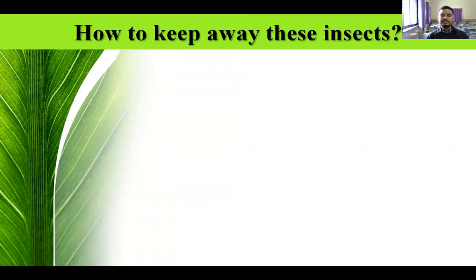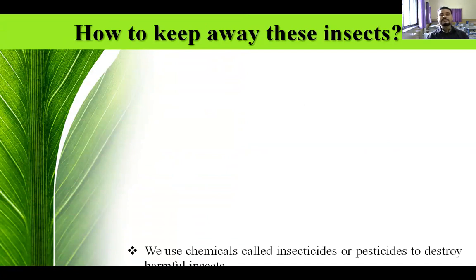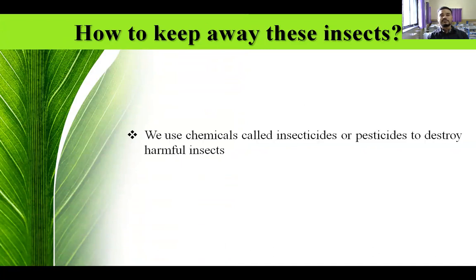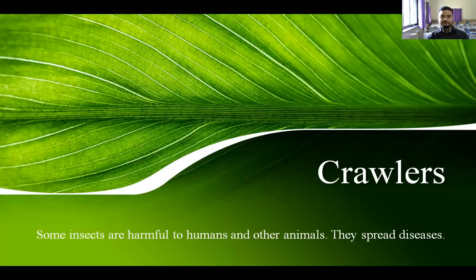Now, how to keep these insects away from us or from our property? There are some chemicals which are called insecticides or pesticides. Using them, we can drive away or destroy these harmful insects.